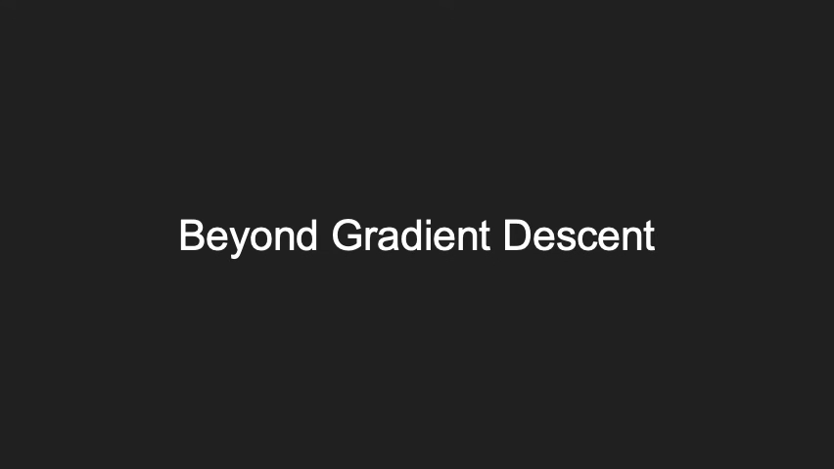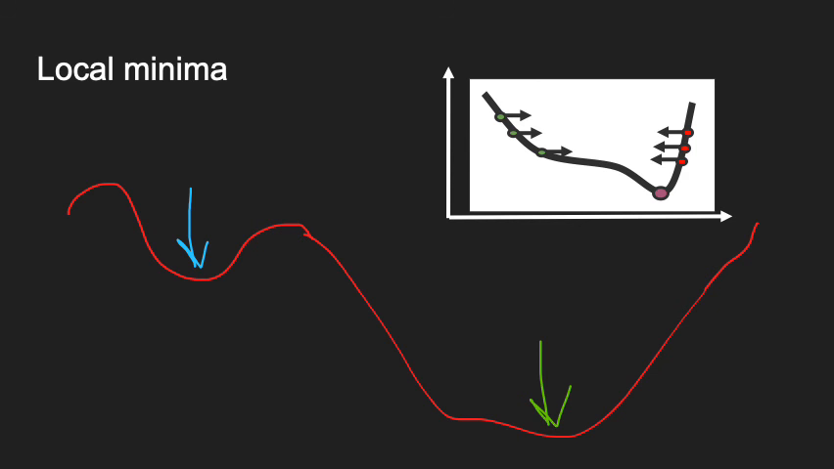Now let's talk about convergence and the different alternatives to stochastic gradient descent. You are probably familiar with the local minima problem. Standard stochastic gradient descent, when you only use a random subset of examples for each update, does not guarantee that you will not get stuck in a local minimum, for example here represented in blue, and never reach the green global minimum.